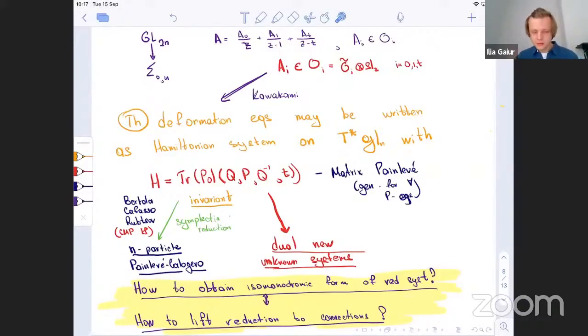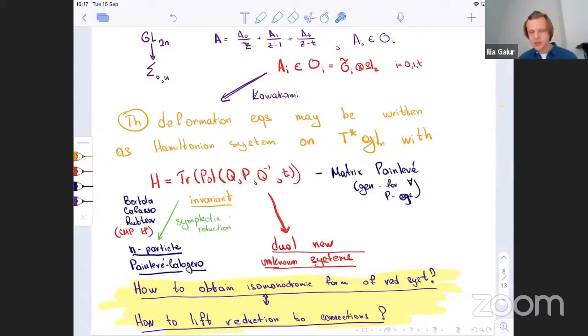So they build this path from some matrix Painlevé equation to multiparticle Painlevé-Calogero systems. On the other hand, we can consider the dual systems reducing from the other point of the orbit, from the other intersection of our orbit with the Calogero-Moser space. And actually, we will obtain some new unknown systems which are dual to the Painlevé-Calogero systems.